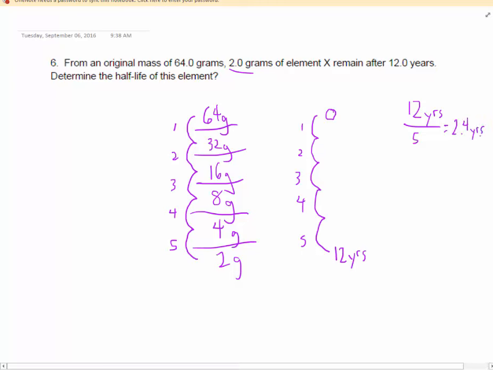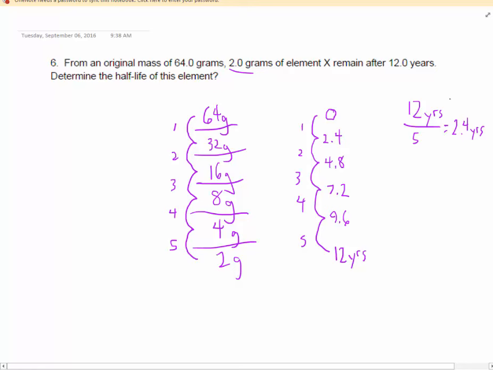2.4 years. And then we can test that. If 2.4 years go by, and then another 2.4 years would make it 4.8, and another 2.4 would make it 7.2, and another 2.4 would make it 9.6. Another 2.4 would make it 12. So that is a correct answer.